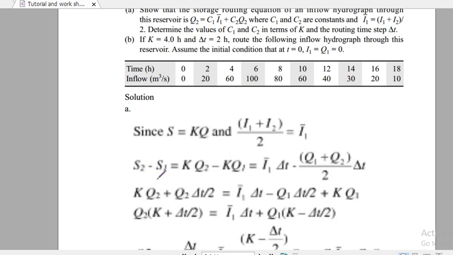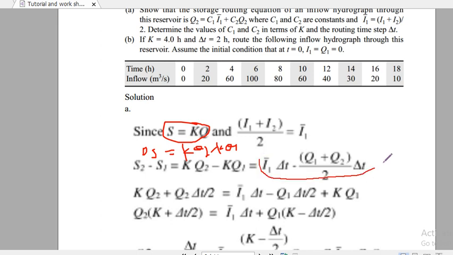Then S2 minus S1 is equal to K times Q2 minus Q1. That means this is the reservoir routing. So in this reservoir routing, change in S is equal to Q2 minus Q1. Then change in S is equal to K times Q2 minus Q1. It is equal to what?